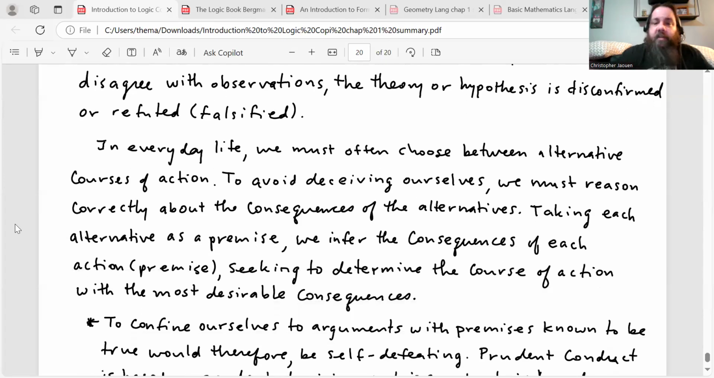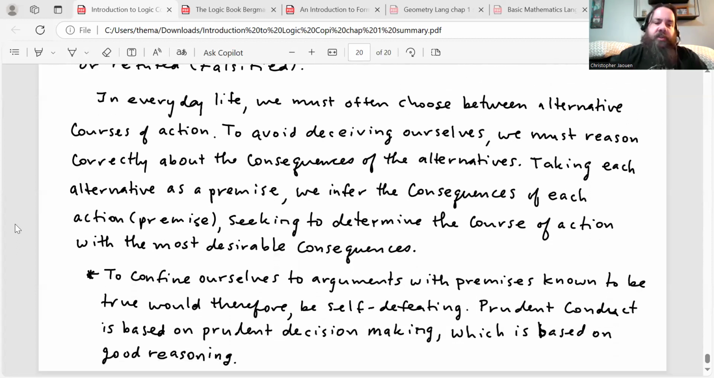In everyday life, we must often choose between alternative courses of action. To avoid deceiving ourselves, we must reason correctly about the consequences of the alternatives. Taking each alternative as a premise, we infer the consequences of each action, seeking to determine the course of action with the most desirable consequences. So confining ourselves to arguments with premises known to be true would be self-defeating. Prudent conduct is based on prudent decision-making, which is based on good reasoning.